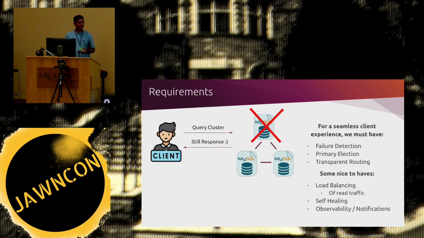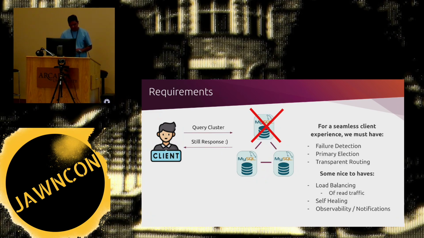You want primary election, following the previous point. You want to be able to automatically elect a new primary so that your writes are seamless. But because of that, you need transparent routing. The reason for that is your client is usually going to be directing their write traffic to an endpoint, which gets translated to whatever the primary node is. So if you have transparent routing, then you don't need to change anything. You're still hitting that endpoint. That endpoint just points to the new node that's the primary.